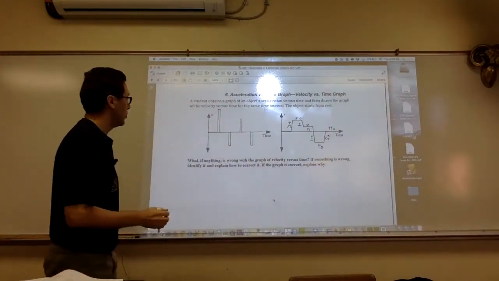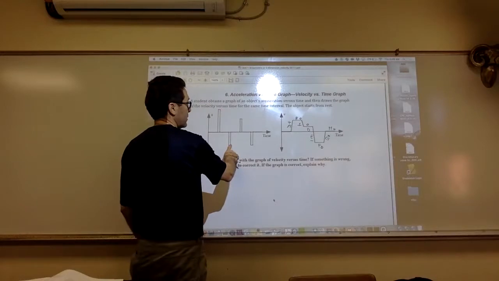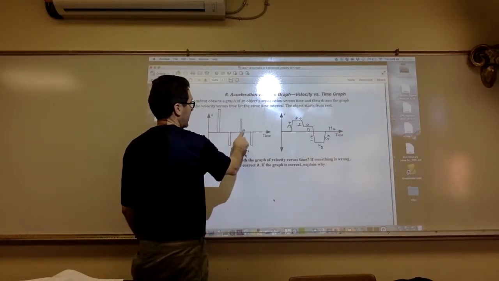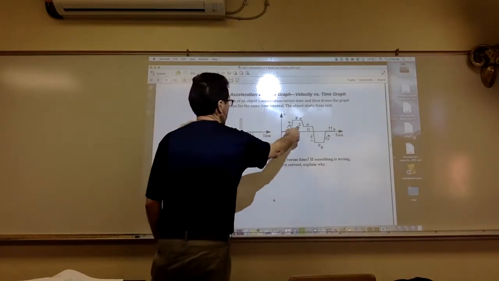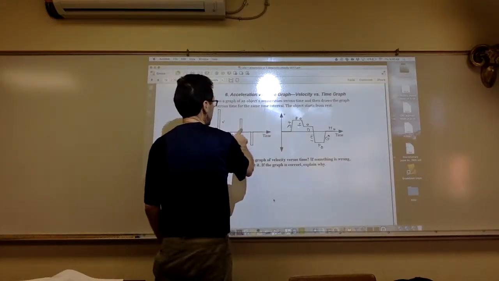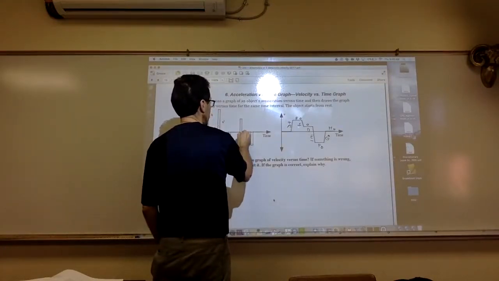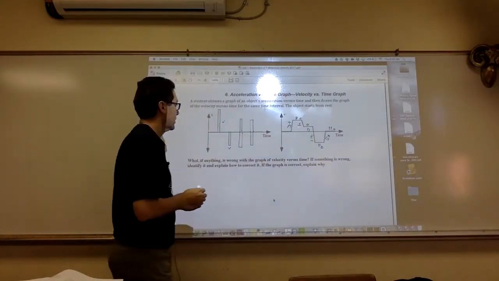So what's wrong with this picture here is for E, yeah, this part here is good. That's a positive slope. This part here is good. That's a negative slope. This part here is no good. This should be a negative slope. Okay? And for the last part, it should be a positive slope. That's what's wrong with it.